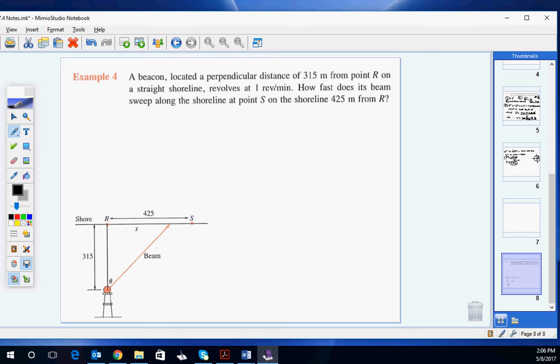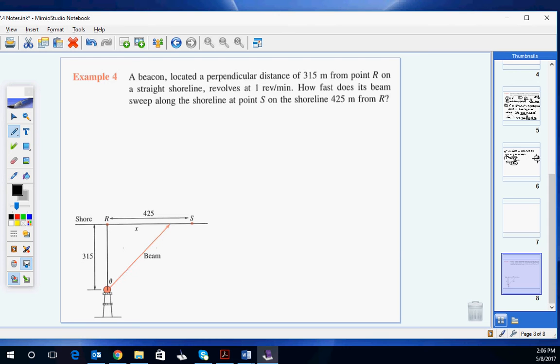It revolves 1 revolution a minute. We'll talk about that. That's a little bit of a curveball, but we'll come back to that. How fast does its beam sweep along the shoreline at point S on the shoreline 425 from R? Okay, so it's just going like this, and it wants to know when it hits S, how fast is it hitting S in terms of the light. Light travels rather quickly, so I would expect something pretty quick.